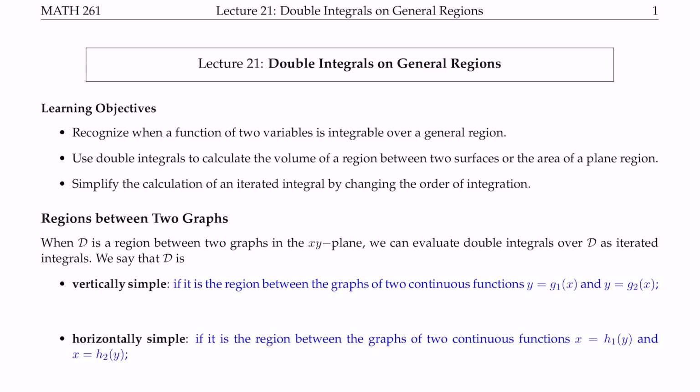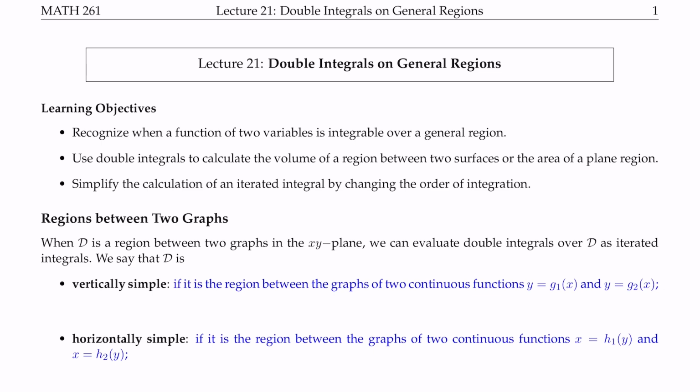So that's the idea of this particular lecture, and hopefully at the end of the lecture, you will be able to recognize when a function of two variables is integrable over general regions. You will be able to use a double integral to calculate the volume of a region between two surfaces or the area of a plane region, and then simplify the calculations of an iterated integral by changing the order of integration.